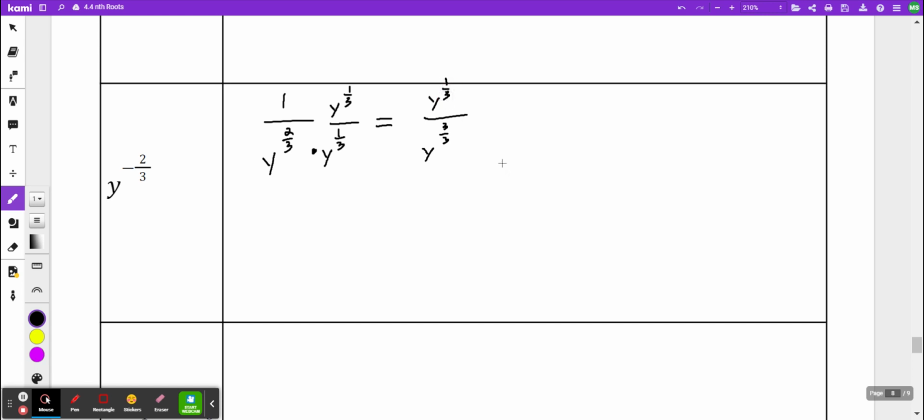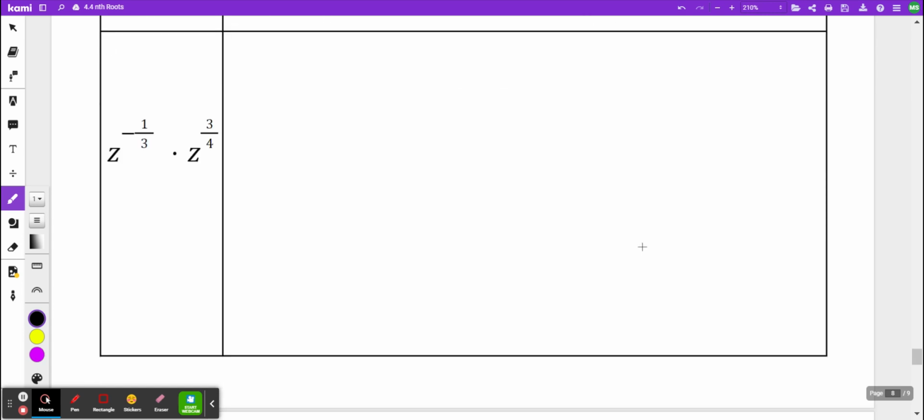What happens here? Well, this will equal y to the 1/3 over y. I don't want that guy underneath right there. I want the more complex stuff on top right there, okay? All right, let's go on to the next part.